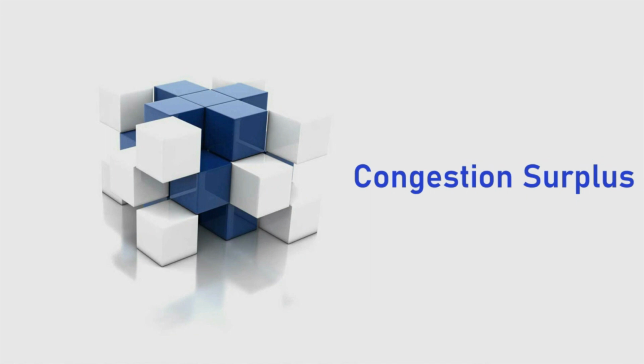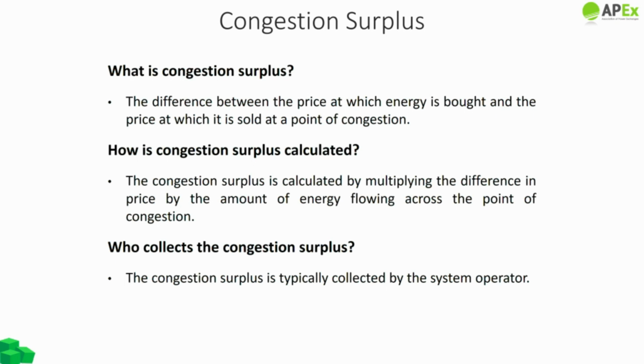With the understanding of LMPs, now let's discuss the concept of the congestion surplus. In the simplest way, congestion surplus arises when the money collected from the demand is greater than the money paid to the generators. It is equal to the difference between the prices between two nodes and the power flowing from one node to the other. This money is typically collected by the system operator.